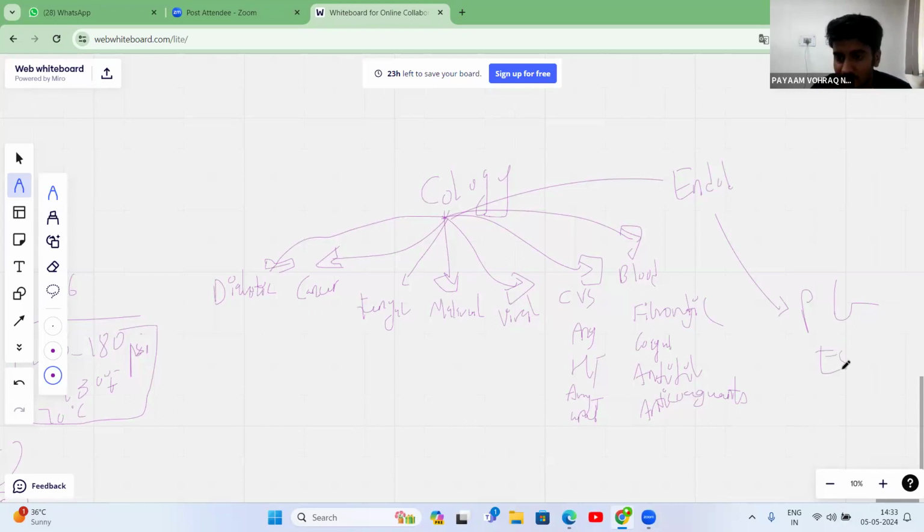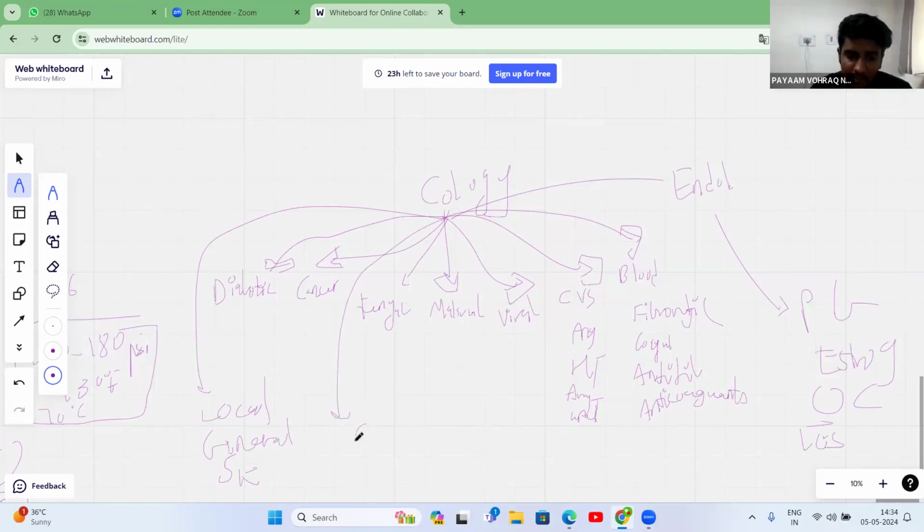Progesterone, estrogen, testosterone, oral contraceptives. Then we have drugs acting on the nervous system like local anesthesia, general anesthesia, skeletal muscle relaxant. Then we have drugs acting on the autonomic nervous system like sympathetic, parasympathetic, parasympathomimetic, sympatholytics. Keep writing. Till I don't stop writing, your answers should not stop.